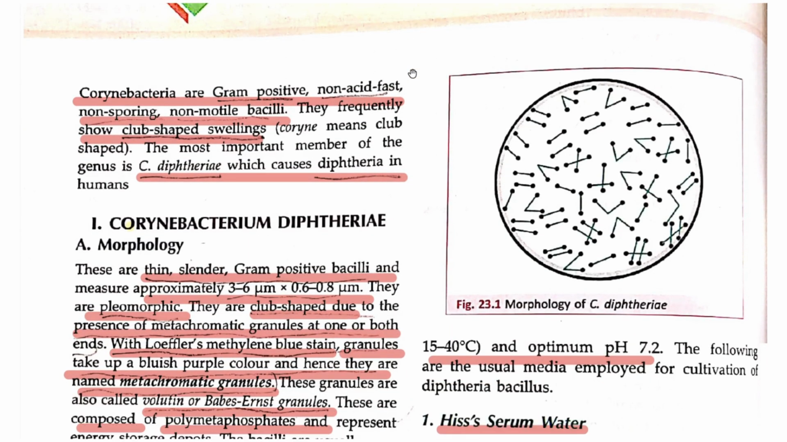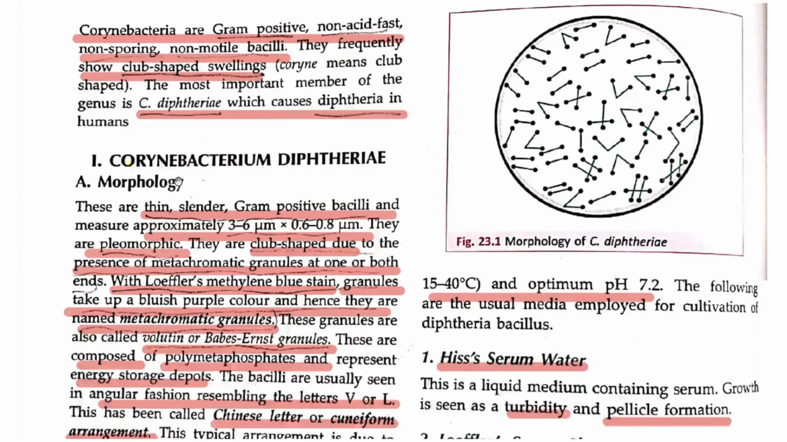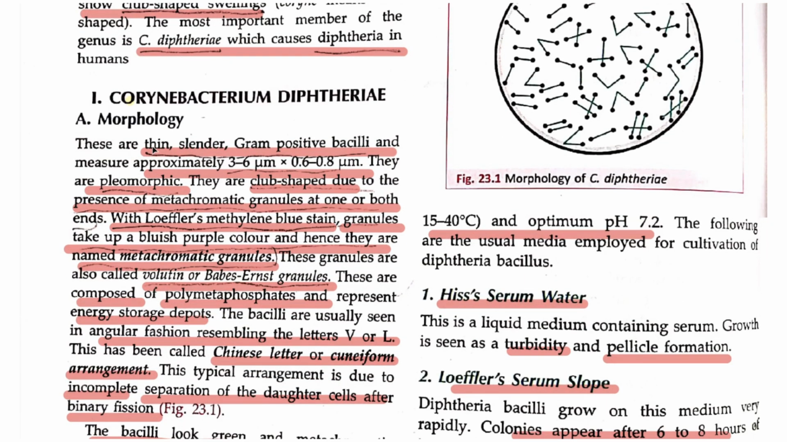We'll start the answer by giving the morphology characteristics of the bacteria. Corynebacterium diphtheriae are gram-positive, non-acid fast, non-sporing, non-motile bacilli. They are bacilli, which is important. They frequently show club-shaped swelling. Coryne means club-shaped. C. diphtheriae causes diphtheria in humans. That is the most common form of the Corynebacterium. Then write the morphology.